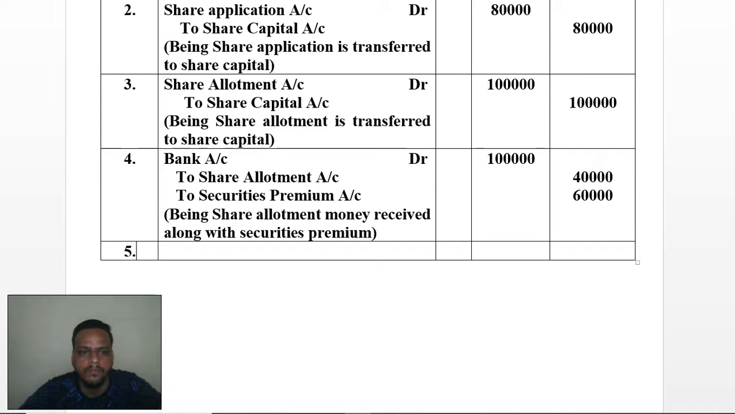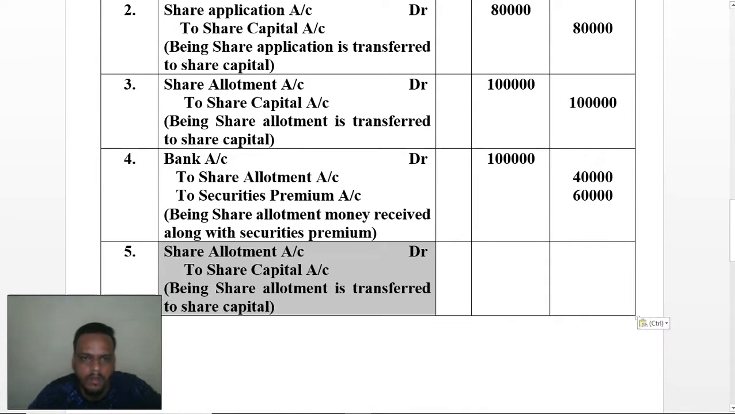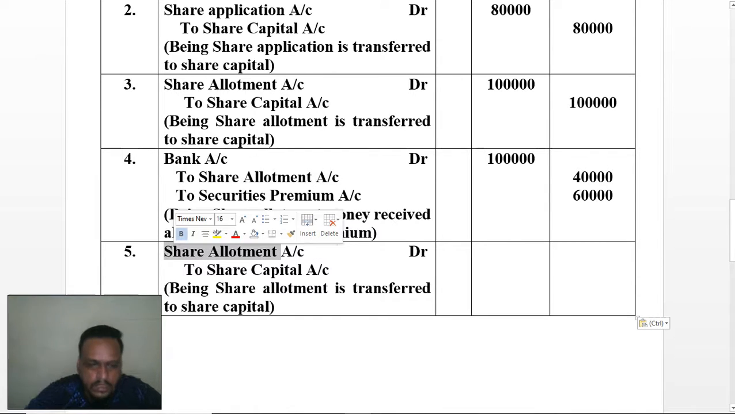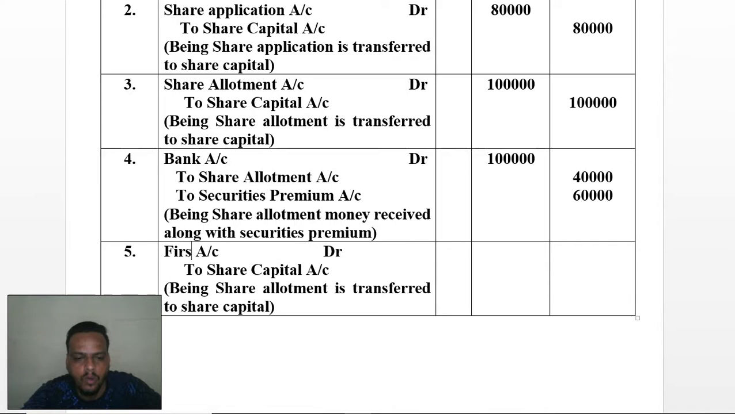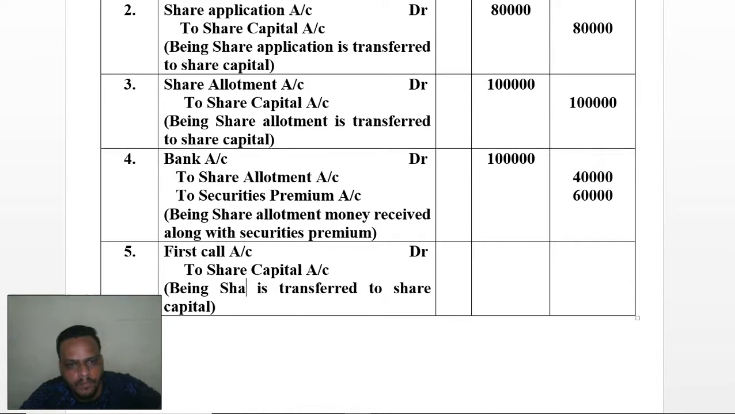Point number 5, control V. Here you have to just change one thing. It is first call account debit to share capital. Here also change has been there. Being first call is transferred to share capital.